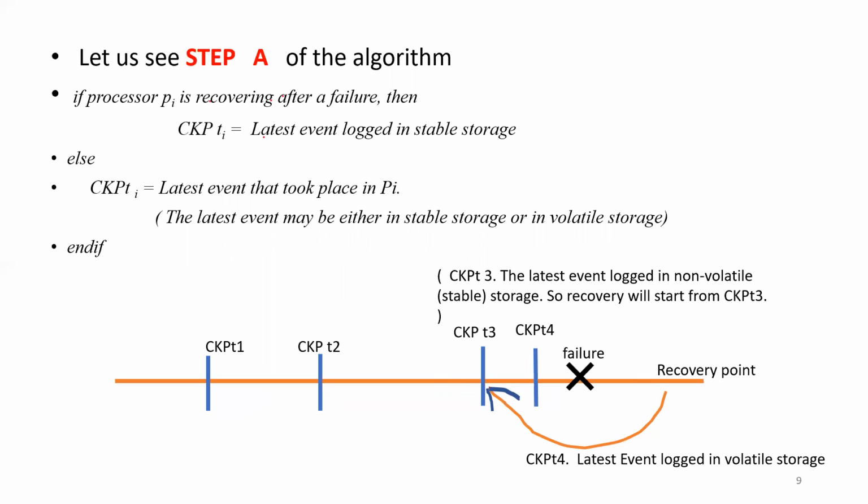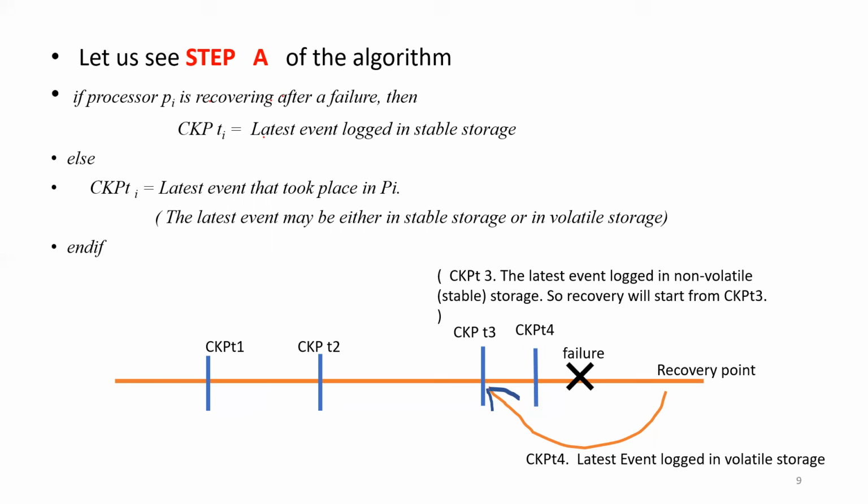Or else, if process B is not recovering after failure, if there is no failure or no requirements, as usual, let us continue. Checkpoint will be the latest event that took place in Pi. It may be either in volatile storage or in non-volatile storage. Most probably, if nothing has happened, it will continue the process and take checkpoints from the volatile storage only.